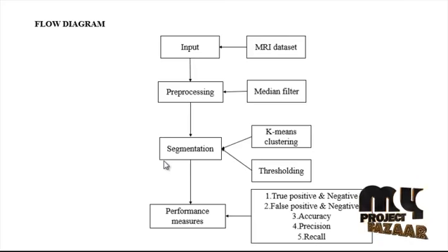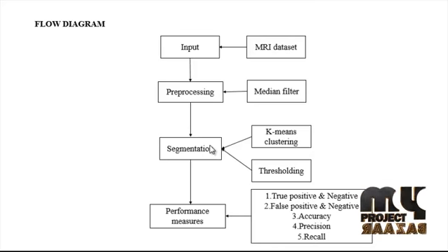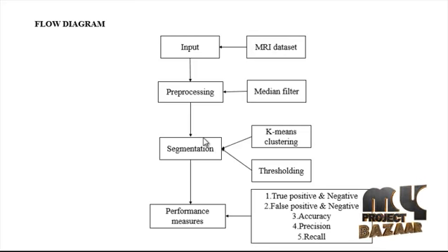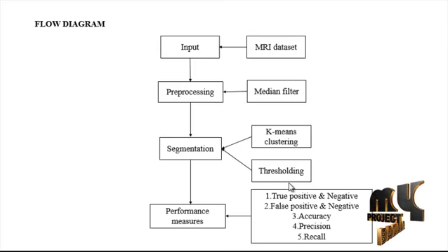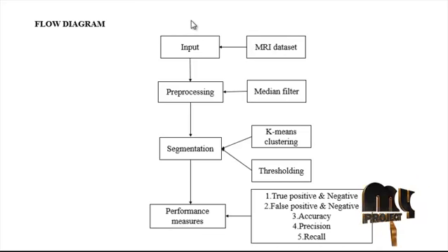By using the segmentation process, we can calculate the tumor portion of the region in the particular input images, and also determine what type of disease occurs in the brain. The k-means and thresholding are very important for calculating the tumor portion. Finally, we calculate the performance measure using the particular input images.